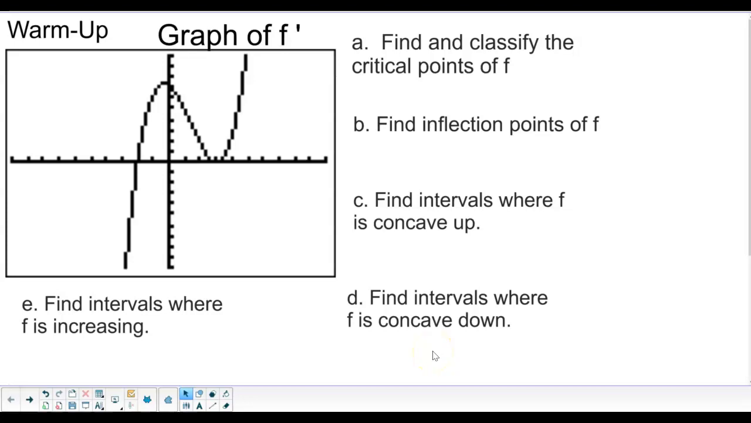Good morning, everyone. Today we're going to be doing 5.3, day 3. Our job is really just to review the things that we've learned over the last couple days in section 5.3.